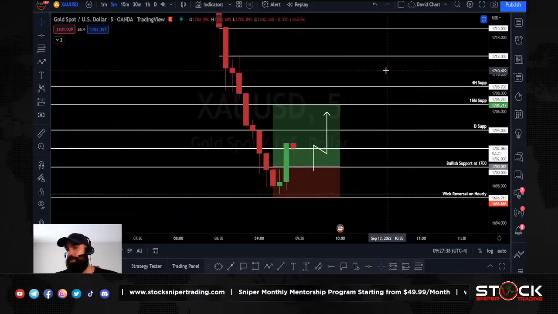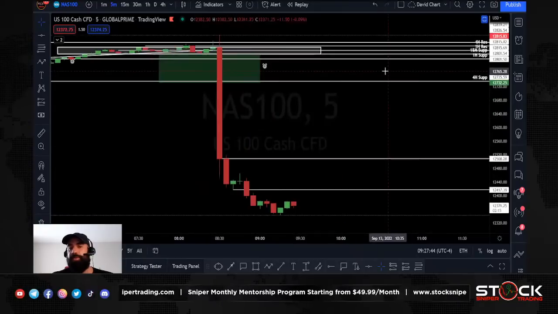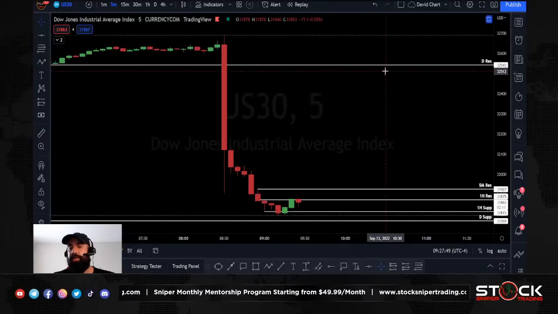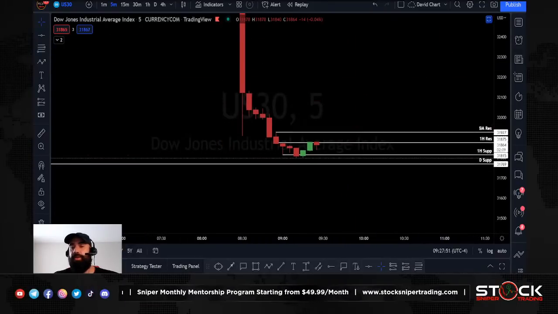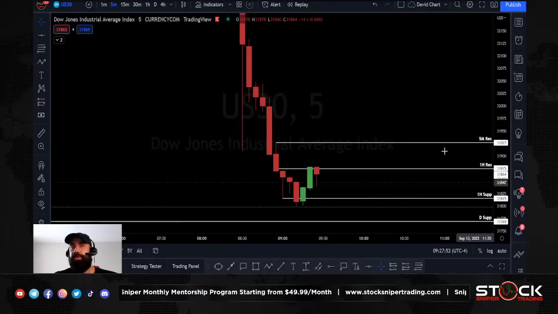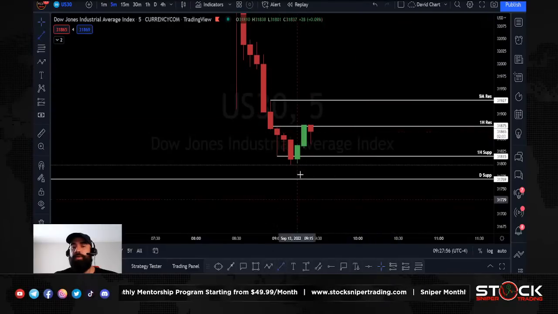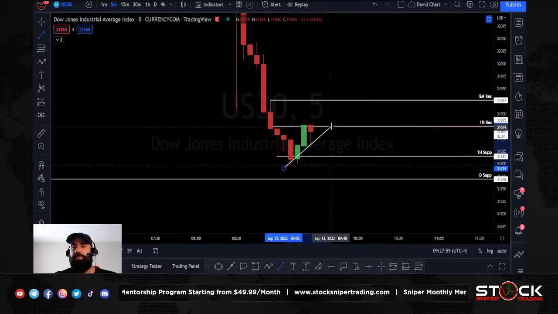So here we go, guys. Still holding some support around 1702. All right, let's watch and see now what the Dow is going to present to us right now. You can see US 30 selling off. Goldie's still holding. And now we're going to watch. Okay, here we go. Nice little uptrend here.